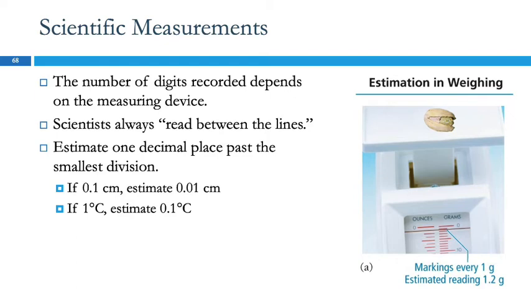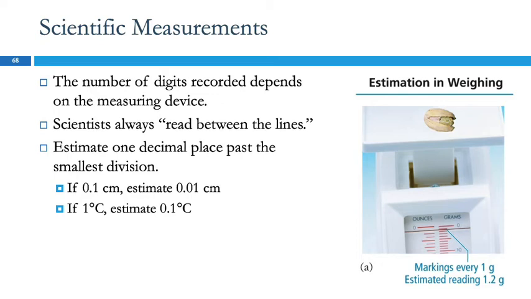So another way to think of this is we're going to estimate 1 decimal place past the smallest division. So you look at the lines and you say, what does each line represent? Whether it has a specific number on it or not, just the smallest lines. So these were every 1 gram. It's the ones place. So we're going to estimate in the next decimal place. If we're using a ruler that has a line at each 0.1 centimeter, we're going to estimate in the next decimal place, the hundredths. A thermometer, the lines represent 1 degree. We're going to estimate the next decimal place. Does that make sense? A little bit?